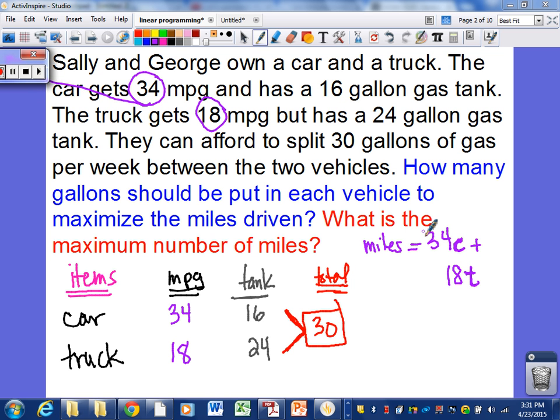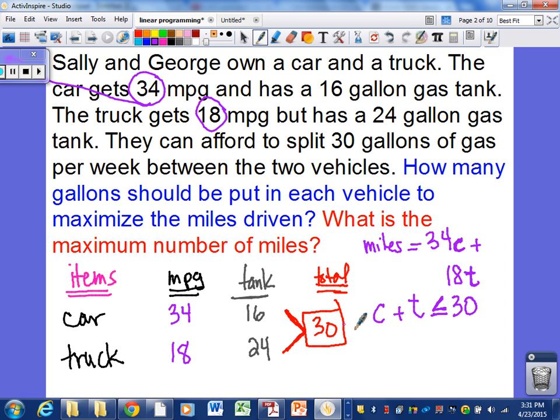Okay, so we want to maximize the number of gallons here and the number of gallons there. So 34 gallons and 18 gallons. We know together that the car plus the truck, the number of gallons you put in the car plus the number of gallons you get in the truck cannot exceed 30 gallons. So there's one of your inequalities here: car plus truck has to be less than or equal to 30.